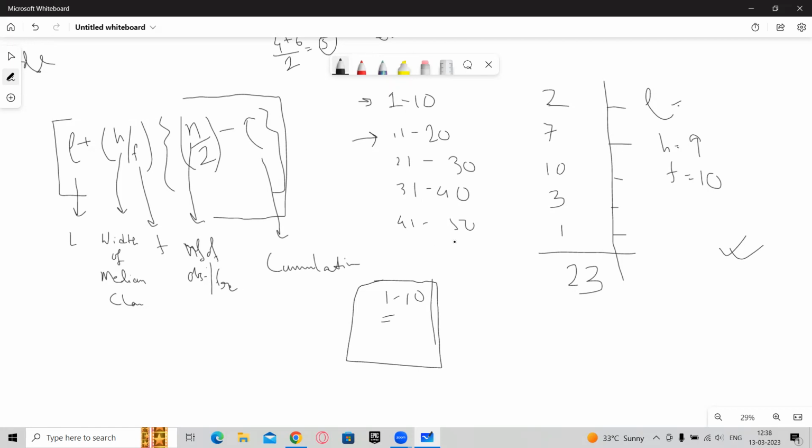From that formula and all, because the frequency is 2, 7, 10, 3. That's the frequency. Yes, individually 2, 7, and so on, this is the frequency. And one. Then I have to sum up all of them for that formula and then calculate it. And manual calculation will take time. That's why I'm ignoring that manual calculation.